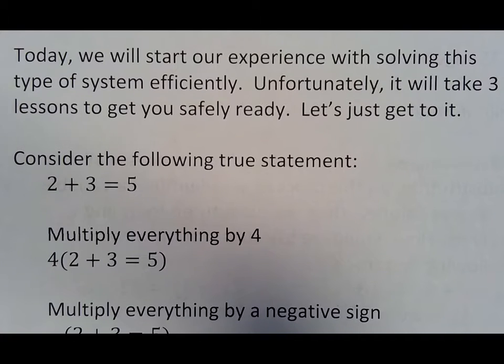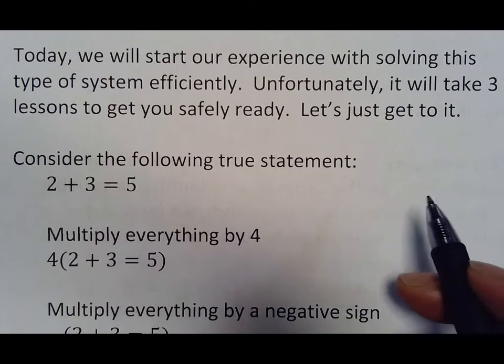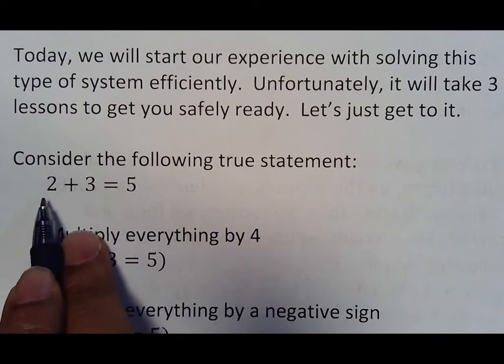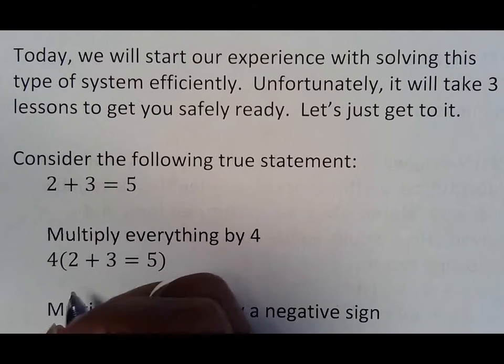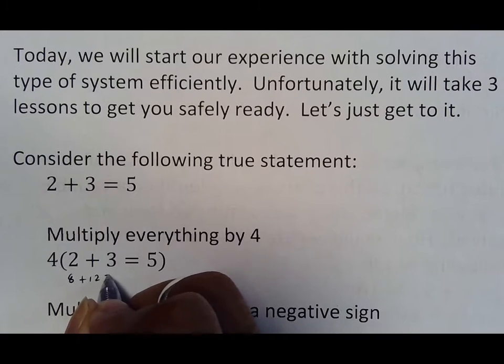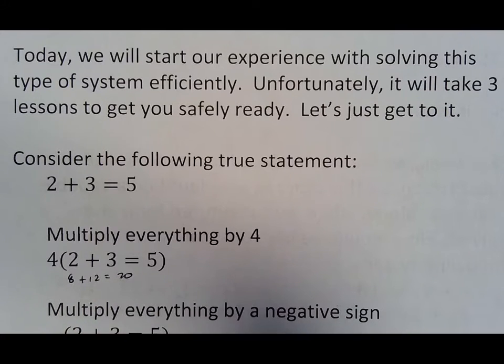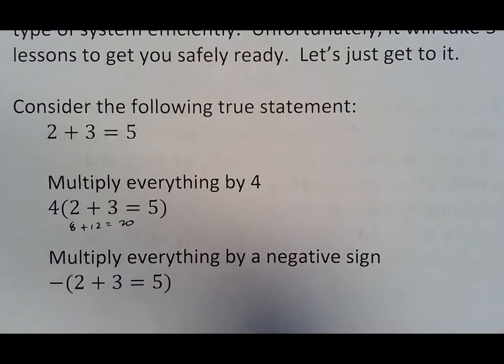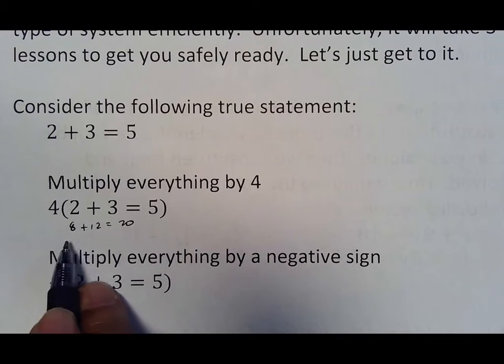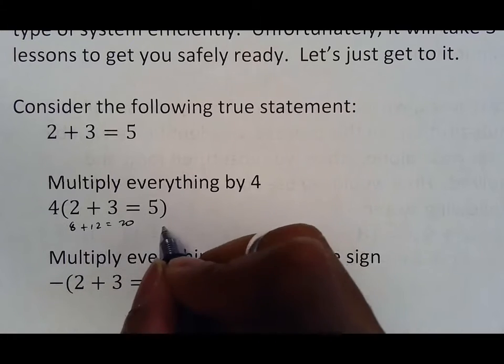So consider the following statement. 2 plus 3 equals 5. That's true, yes? 2 plus 3, that would be 5 equals 5. If you multiply everything by 4, you get 8 plus 12 equals 20. Is that a true statement? Yes, it is. 8 plus 12 is 20. So notice how multiplying by 4, even though it changed the numbers, it did not change the fact that this is still true.